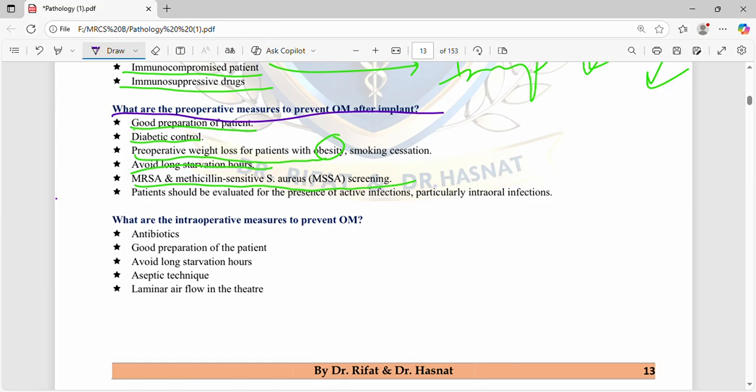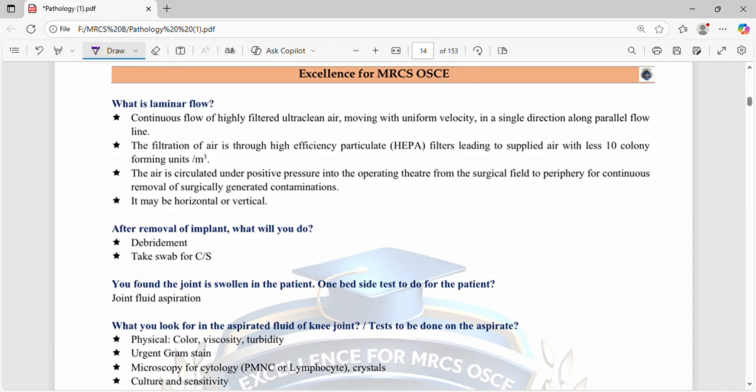What are the intraoperative measures to prevent osteomyelitis? Antibiotics should be given 1 hour before the incision or 30 minutes before the induction of anesthesia. Good preparation of the patient, avoid long starvation hours, aseptic technique, laminar airflow in the theater. So what is laminar flow?